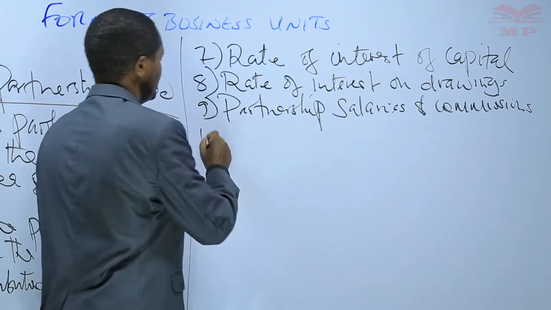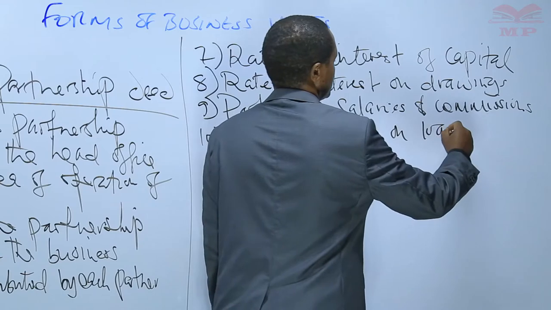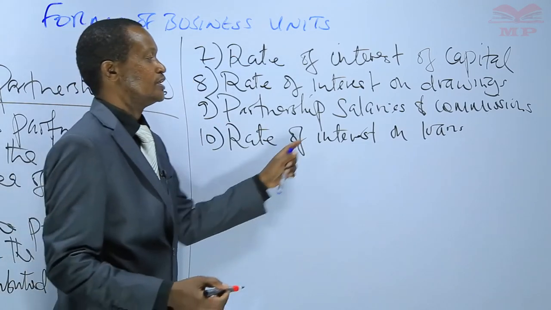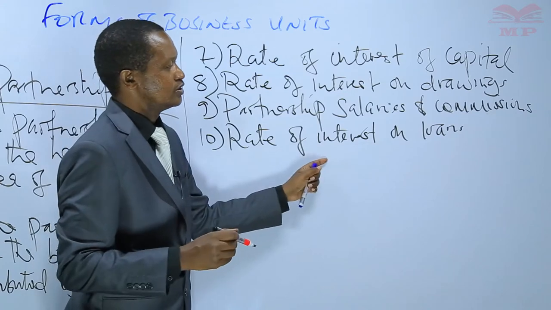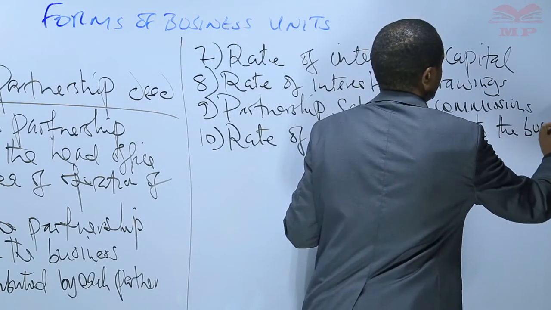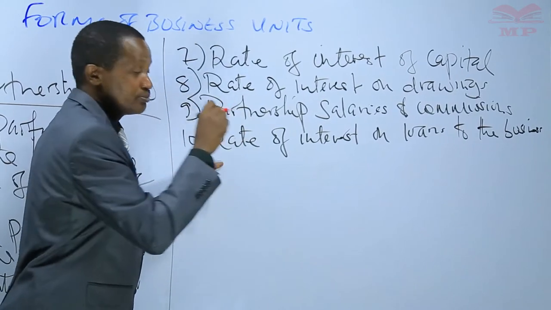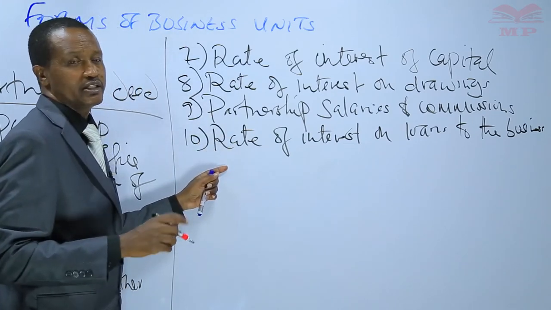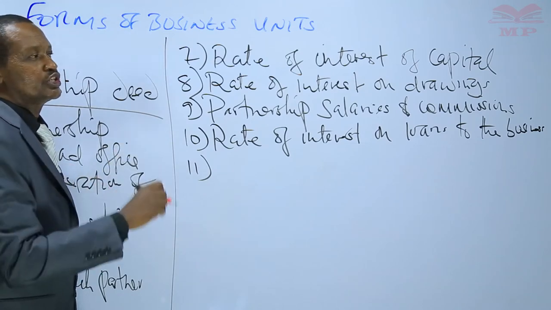We may also have number 10, rate of interest on loans to the business. If a partner advances a loan to the partnership business, what will be the rate of interest that the partnership will pay the partner? If partner A lends the partnership some money, how much or what will be the rate of interest that the business will pay? That should be agreed.